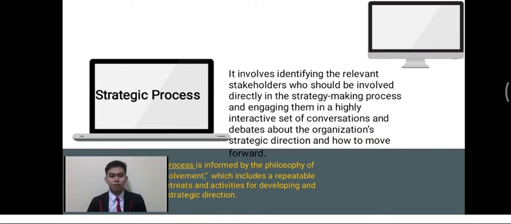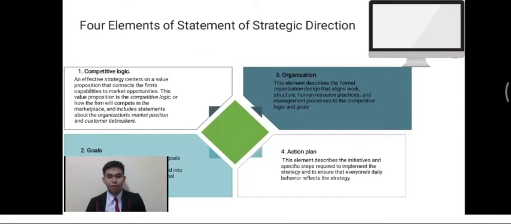Strategic process involves identifying the relevant stakeholders who should be involved directly in the strategy making process and engaging them in a highly interactive set of conversations and debates about the organization's strategic direction and how to move forward. We have four elements of the statement of strategic direction. First, we have the competitive logic. An effective strategy centers on a value proposition that connects the firm's capabilities to market opportunities.